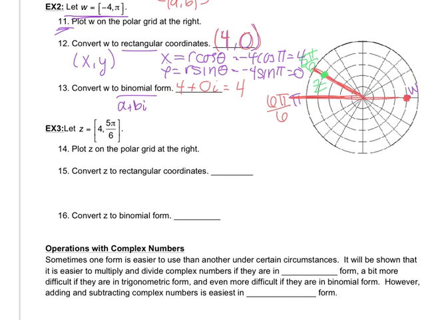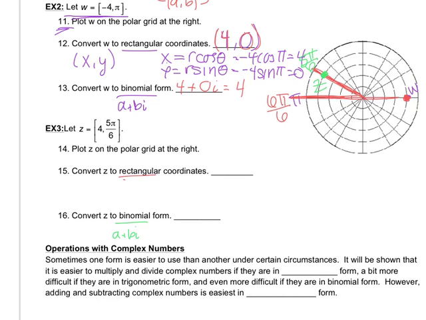And we're going to convert that to binomial form. And again, anytime you see binomial, if you need to write it out, a plus bi. The in-between step from getting from polar to binomial or complex is rectangular coordinates. So really, you just have that one extra step at the end to convert to binomial, but what we're really doing is converting to rectangular first.